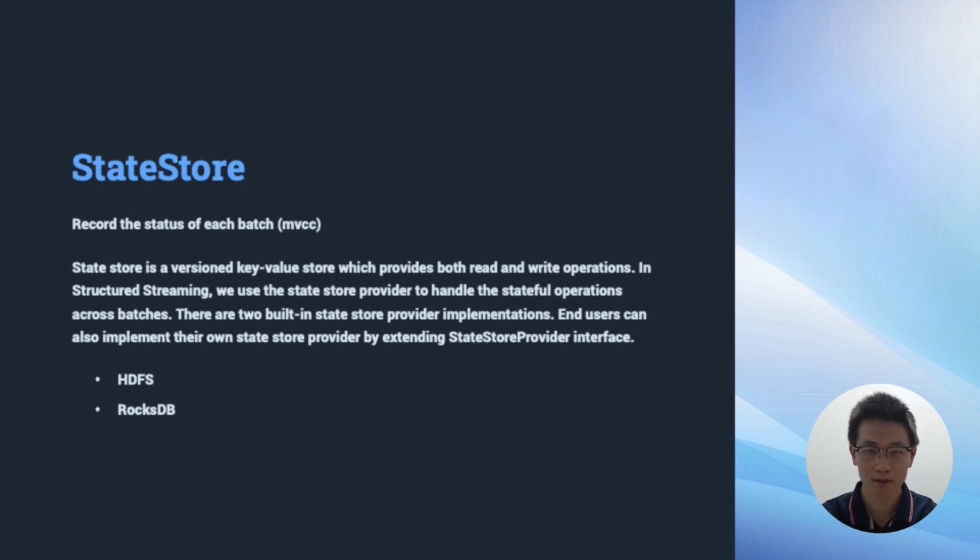Currently, there are two implementations of the state store. One is HDFS, using earlier versions for performance reasons. But starting from version 3.2, RocksDB is used for better performance. If you don't want to use either of these, you can also extend the state store provider interface. So, after discussing the state store, let's move on to the VP processing that takes place after these steps.